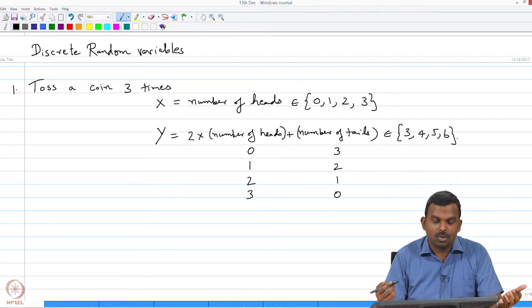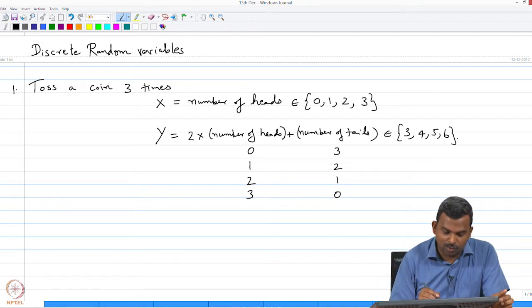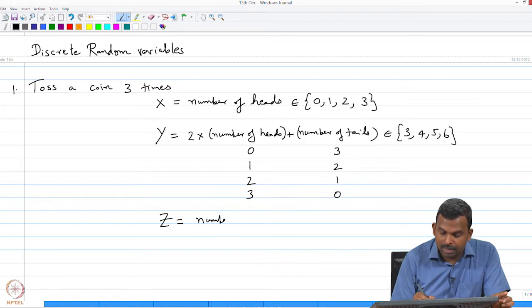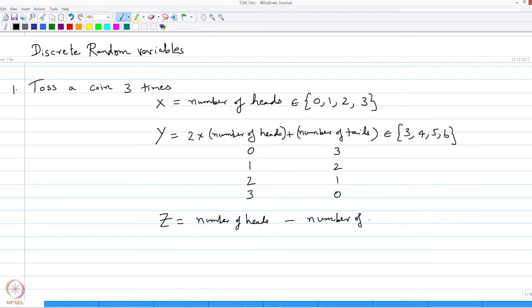So, like this, you can easily convince yourself that you can define as many number of random variables that you like. So, for instance, you might want to define a random variable Z, which is number of heads minus number of tails, right. So, what are the kind of values that it could take? It can take -3, it can take the value -1, it can take the value +1, it can take the value +3. Okay. Do you agree?